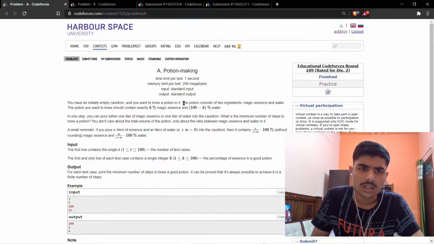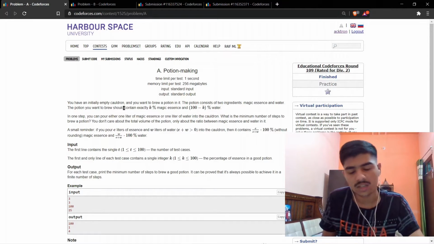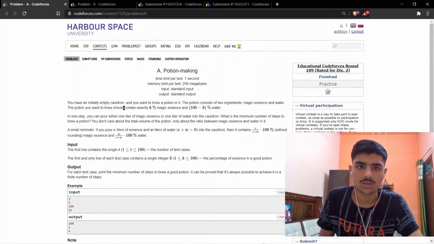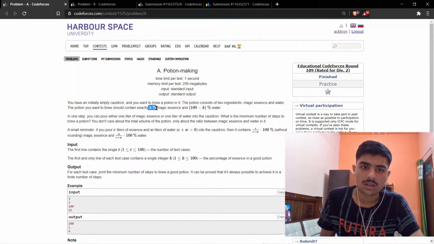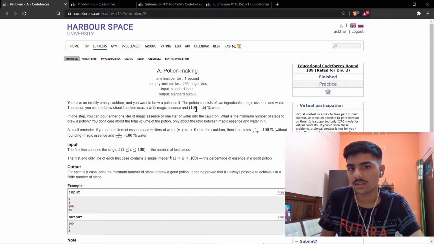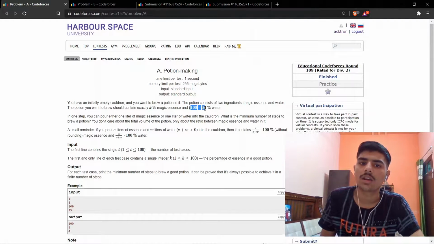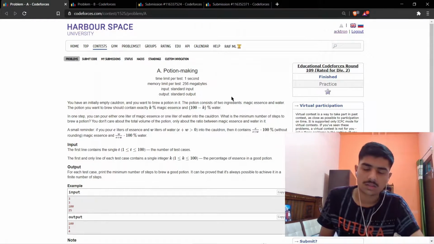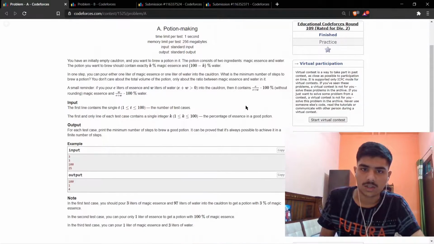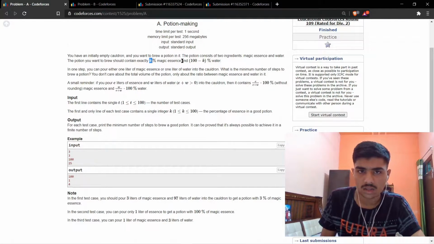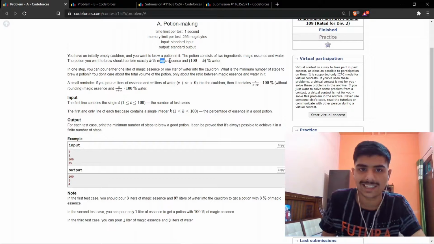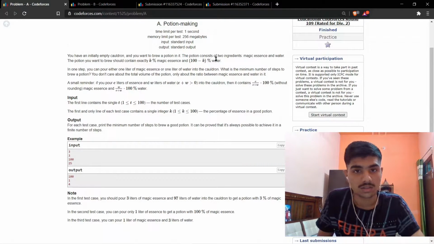Our target is to mix both of them, but there should be some ratio. The ratio is that magic essence should be k% in that cauldron, and the rest, 100 minus k%, should be water. So this is our target, and we are given k, that is, how many percent should be magic essence, and the rest should be water.